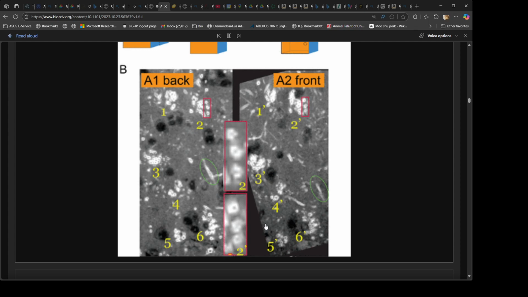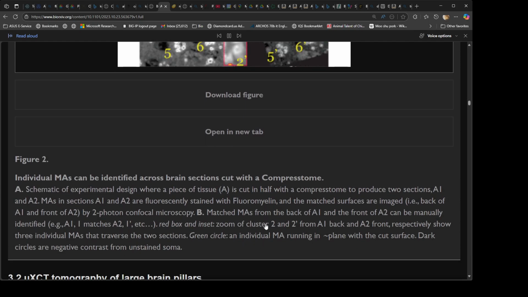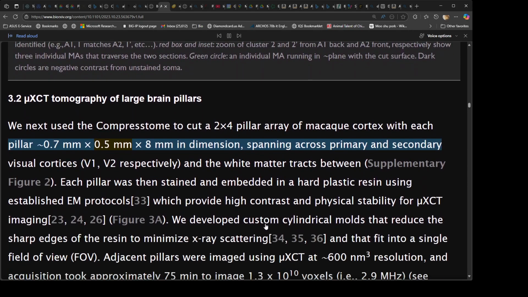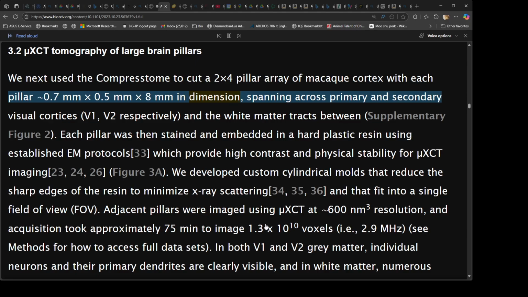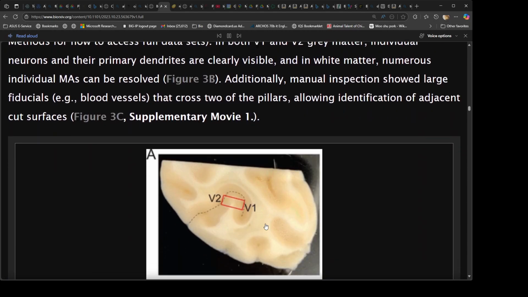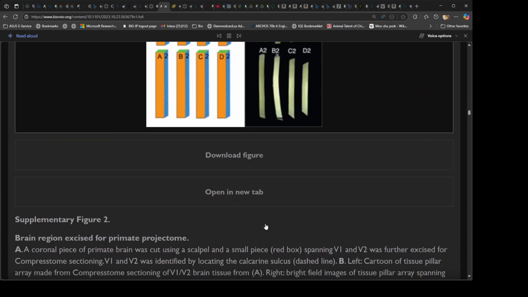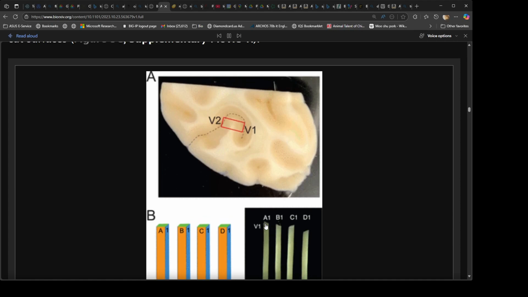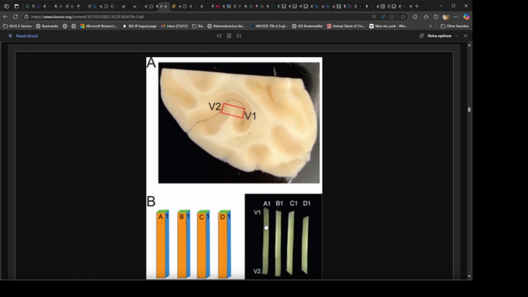3.2 CD tomography of large brain pillars. We next used the compressed tome to cut a 2x4 pillar array of macaque cortex with each pillar approximately 0.7 mm by 0.5 mm by 8 mm in dimension, spanning across primary and secondary visual cortices, V1 and V2 respectively, and the white matter tracts between. Supplementary Figure 2.